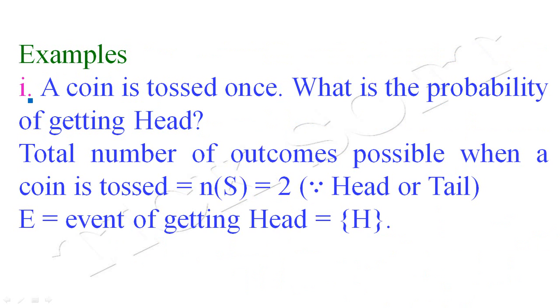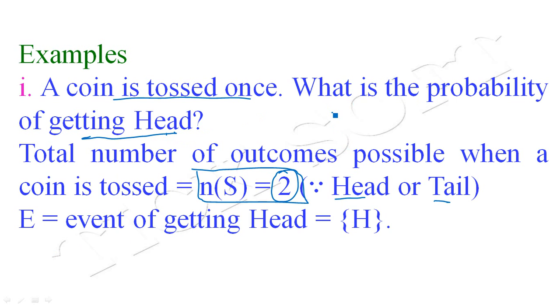Now the first example is: a coin is tossed once. What is the probability of getting head? So here, a coin is tossed once. What is the number of possible outcomes? The total number of outcomes possible when a coin is tossed is 2. That is, we can get either head or tail. So the total number of possibilities is only 2, that is n(S). Now let us take the required event E, that is, the event of getting head, because we have to find the probability of getting head. So let E be the event of getting head.